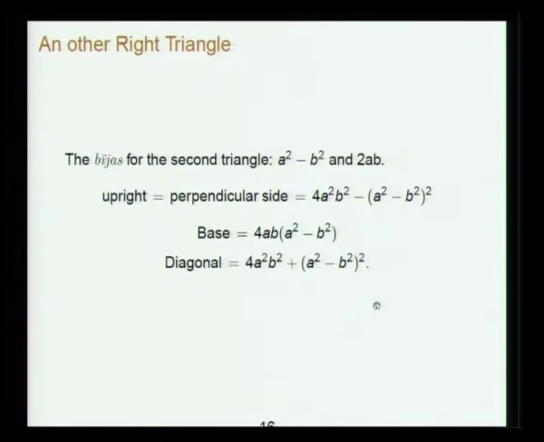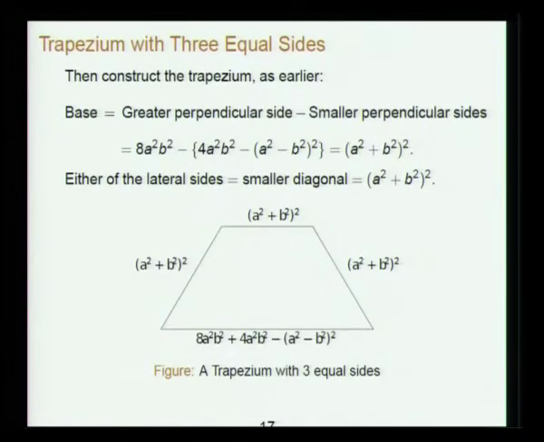If you take this and the second triangle, the bijas are taken to be a squared minus b squared and 2b; the perpendicular is this, the base is this and the diagonal is this. Then in that case you can get a nice trapezium with 3 equal sides: the base, the summit and the flanks are equal. The base is taken to be the greater perpendicular side minus the smaller perpendicular side, so it is given by this, and either of the lateral sides is the smaller diagonal, which is a squared plus b squared whole squared. So that is how it is constructed.